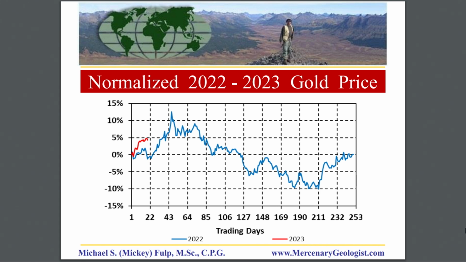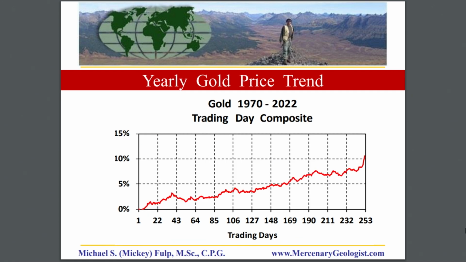So we put all these normalized charts together, and we come out with a composite chart. Before I get there, I jumped ahead of myself. This is what 2022 and 2023 have, what 2022 was, what 2023 is shaping up. So it shows you how we construct these charts interactively. That's 2022, and in red is the rise so far in 2023, and put all this together, you get a yearly gold price trend, 53 years.